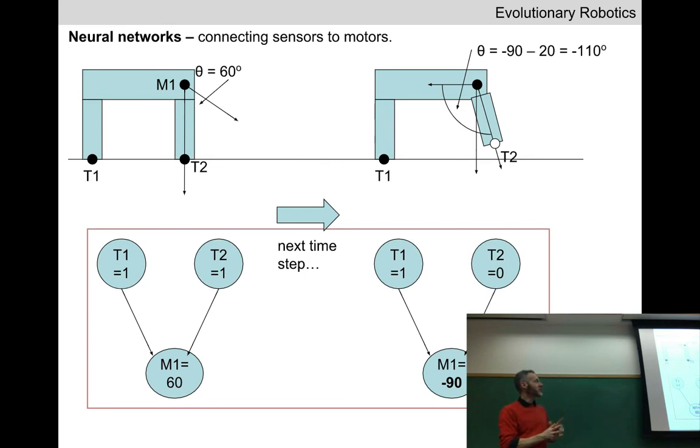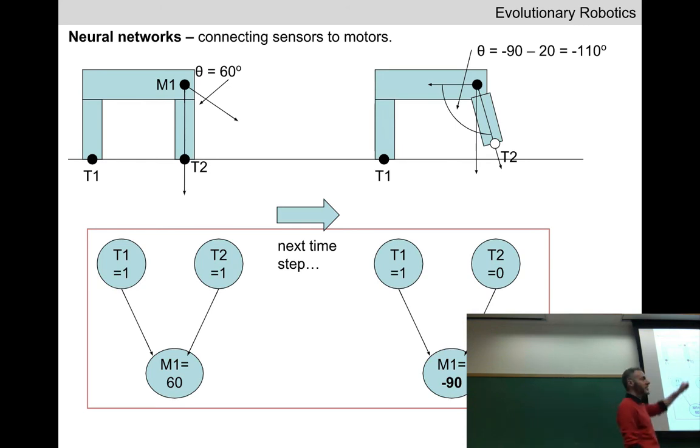We have two touch sensors. Let's assume at the beginning, both legs are on the ground. So T1 equals 1, T2 equals 1. They're both firing. These two touch sensor neurons are connected by synapses to one motor neuron, which outputs a value of 60. I haven't told you what the synaptic weights are here, but we'll come to that in a moment. As we just saw, at the next time step, that means that the leg is going to rotate 20 degrees, is going to extend 20 degrees away from the body.